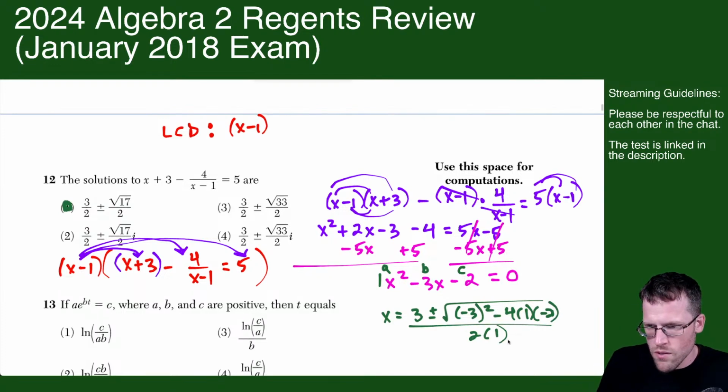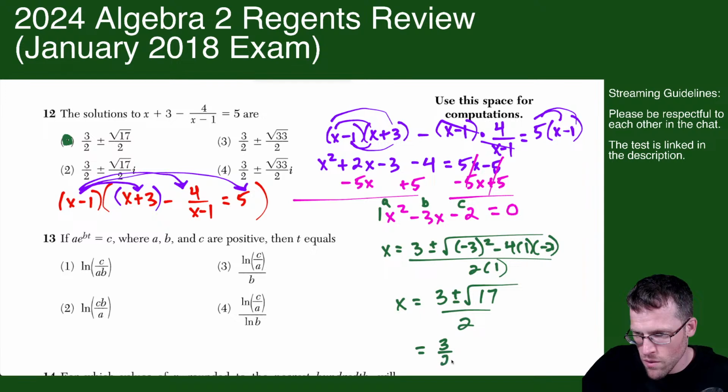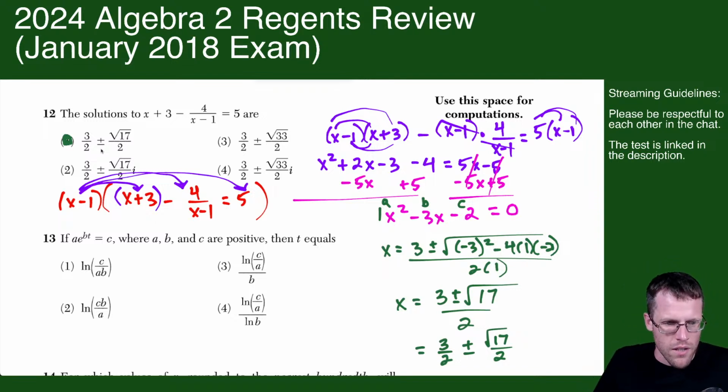So this is just using the quadratic formula. And let's see, 3 plus or minus the square root of, that's 9 plus 8. And 9 plus 8 is 17. And it's all over 2. Okay, and then I just break this up. I do 3 over 2 plus or minus square root of 17 over 2. So it's the same thing. So much work. So yeah, so don't do that.